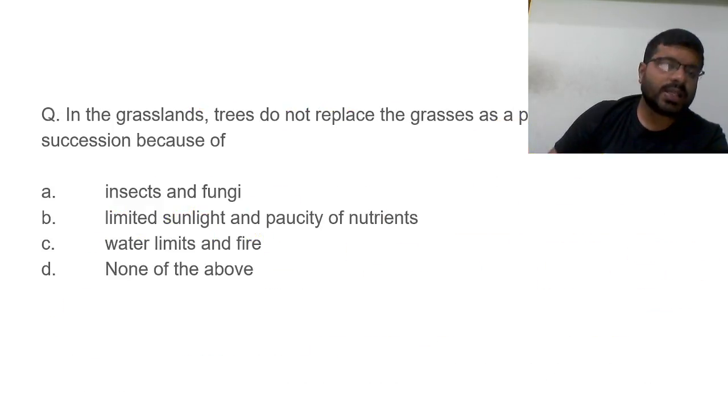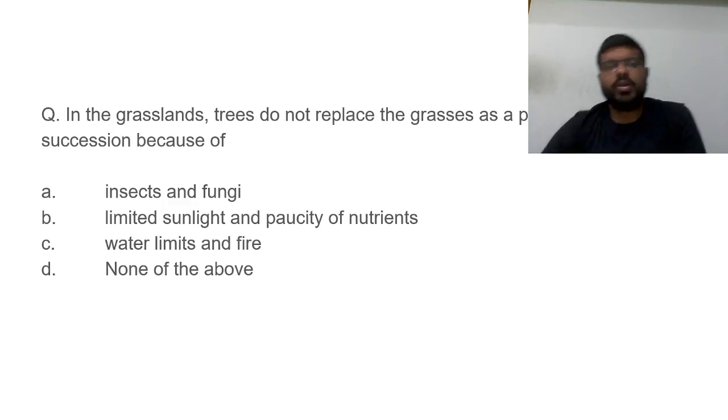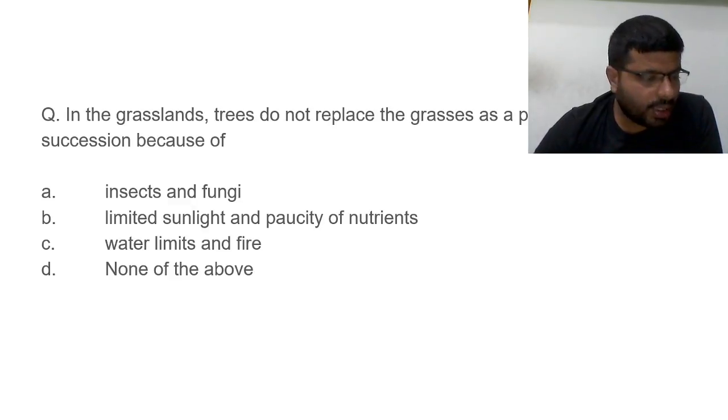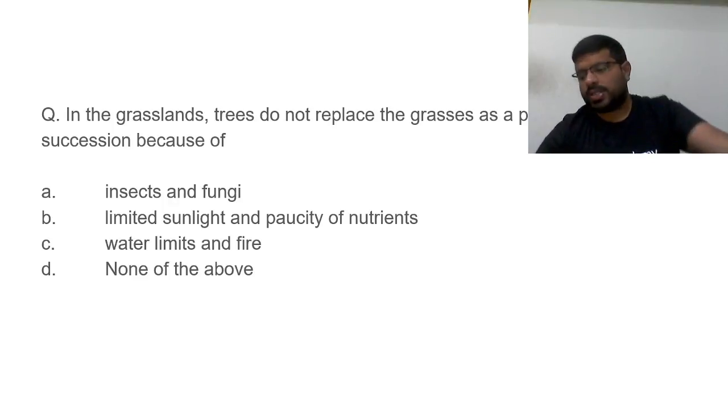There is a question which was asked in this. Please identify: in the grasslands, trees do not replace the grasses as a part of ecological succession because of. A. Insects and fungi. B. Limited sunlight and paucity of nutrients. C. Water limits and fire. D. None of the above. Once again, half a minute, please try to answer.